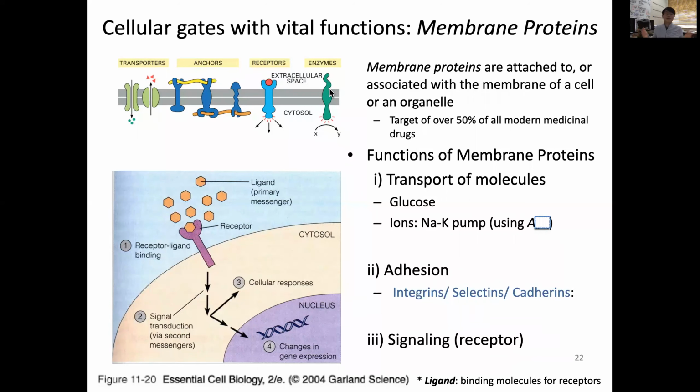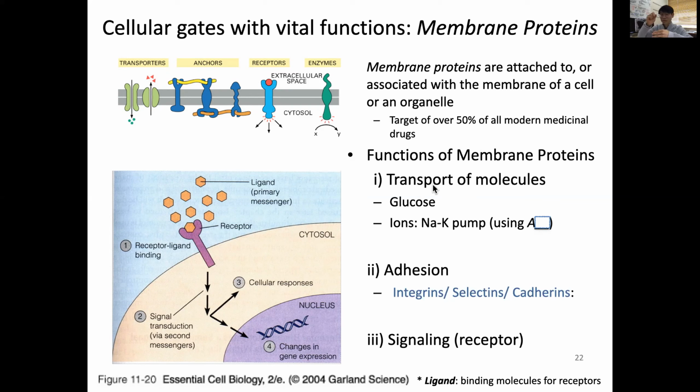So why is this so important? In fact, more than half of modern medical drugs are targeting these membrane proteins. So this is of extreme importance. And one function of membrane proteins, as an example, is transporting molecules, so that the plasma membrane is in fact a well-regulated, selectively permeable gate.